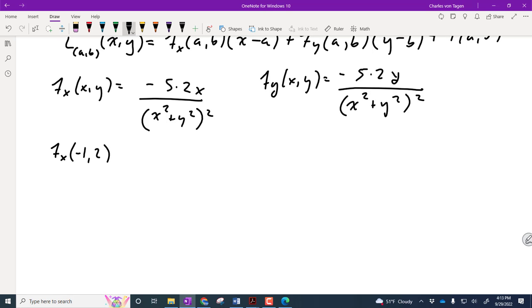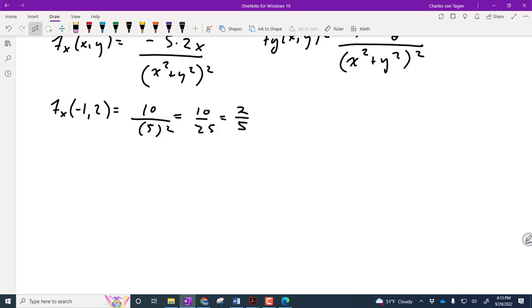All right. So then we can find f sub x at the ordered pair, the domain value is (negative 1, 2), right? And so that would give us 10 all over 4 plus 1 is 5, 5 squared though, right? So we get 10 over 25, 5 goes into each of those, so 2/5. Okay.